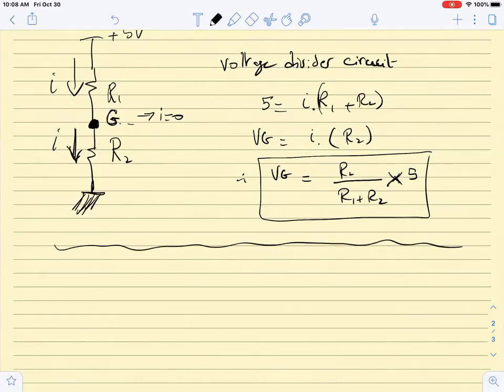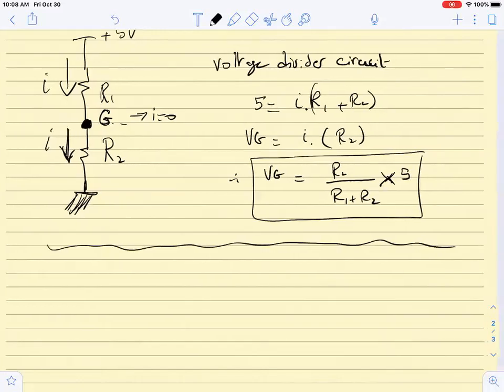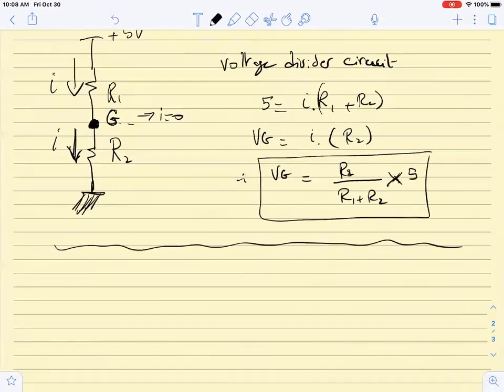Okay, so therefore, because the transistor gate current IG is equal to 0, I can assume this relation, and this relation holds because the current is equal to 0.